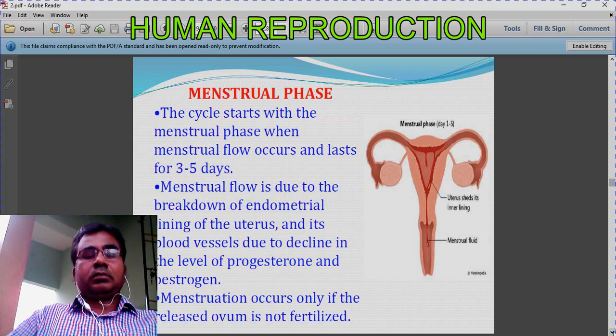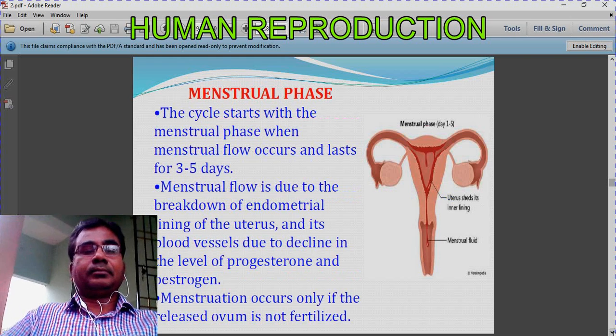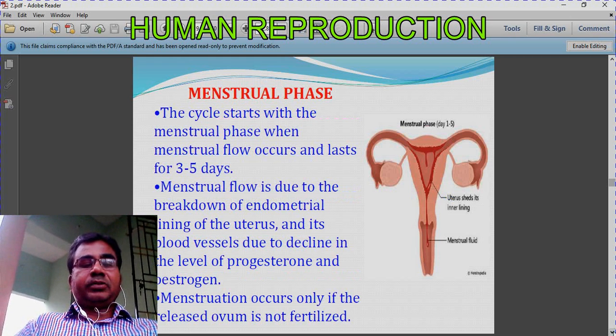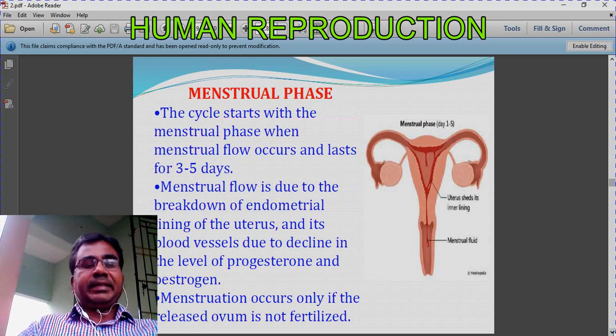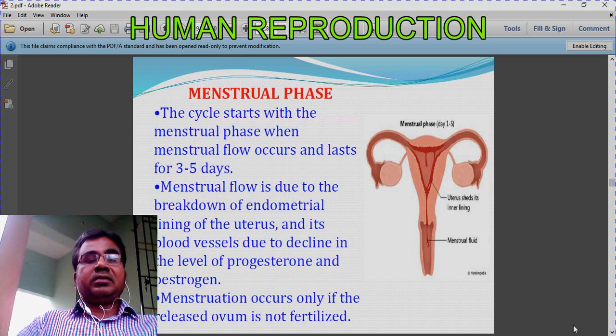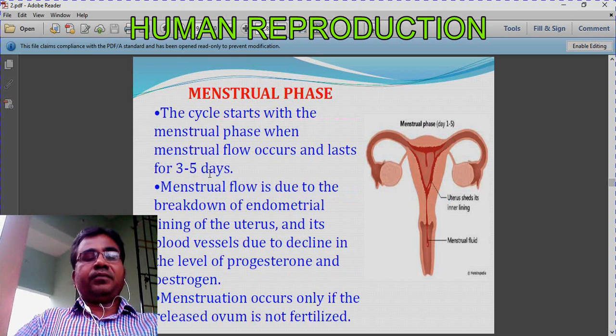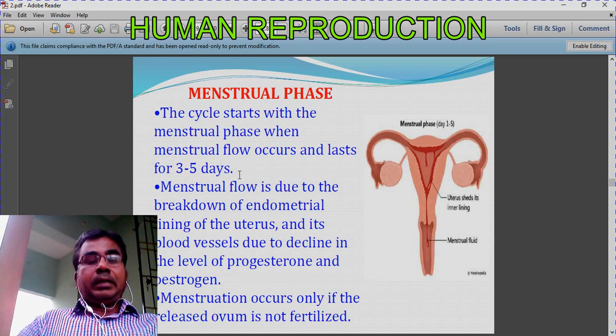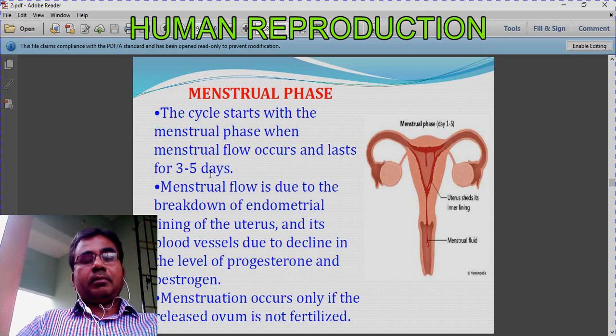Now, what is the first phase? Menstrual phase. What is the period? Actually the total period is about 28 days, but the first phase only lasts for 3 to 5 days. During this period menstrual flow will be there. What is menstrual flow? Menstrual flow is due to the breakdown of the endometrial lining of the uterus.